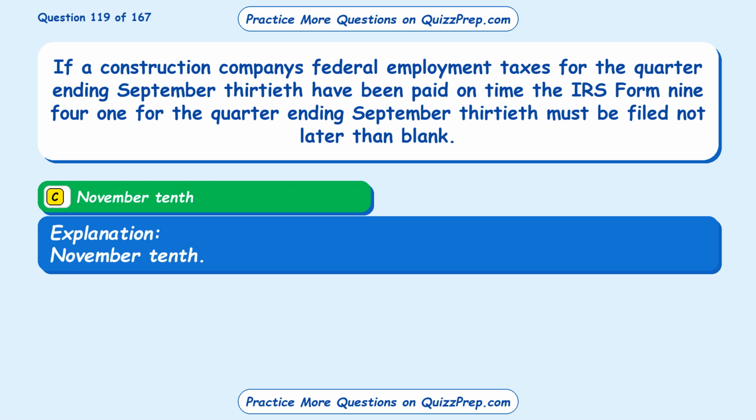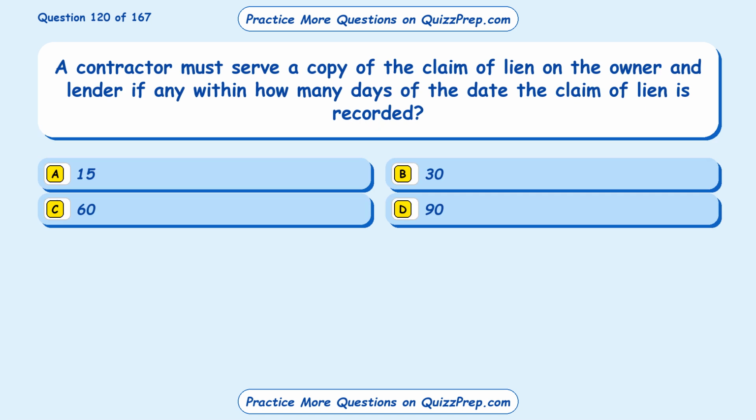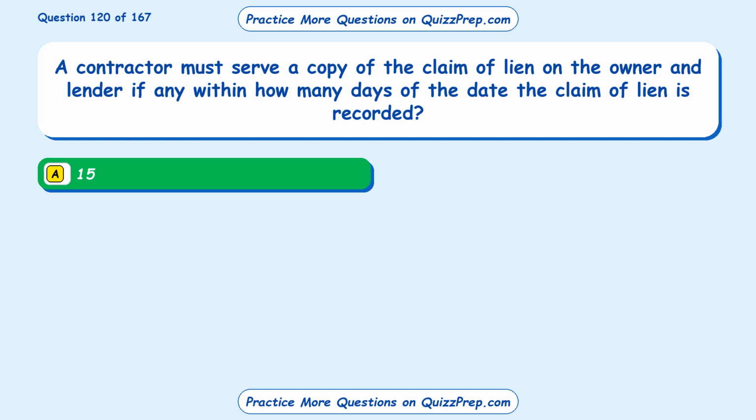November 10th. Question 120. A contractor must serve a copy of the claim of lien on the owner and lender if any within how many days of the date the claim of lien is recorded? Option A, 15. Option B, 30. Option C, 60. Option D, 90. The correct answer is option A, 15.